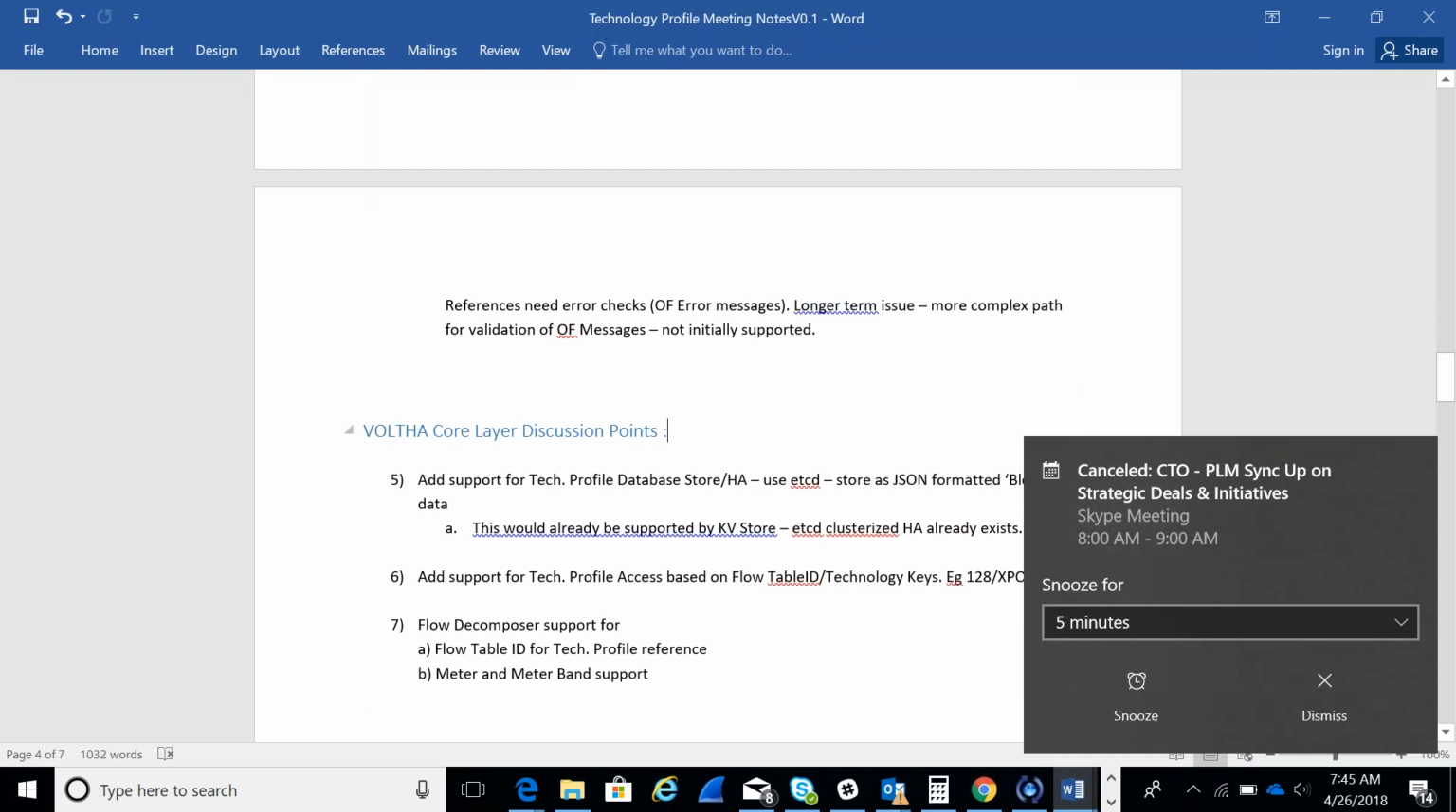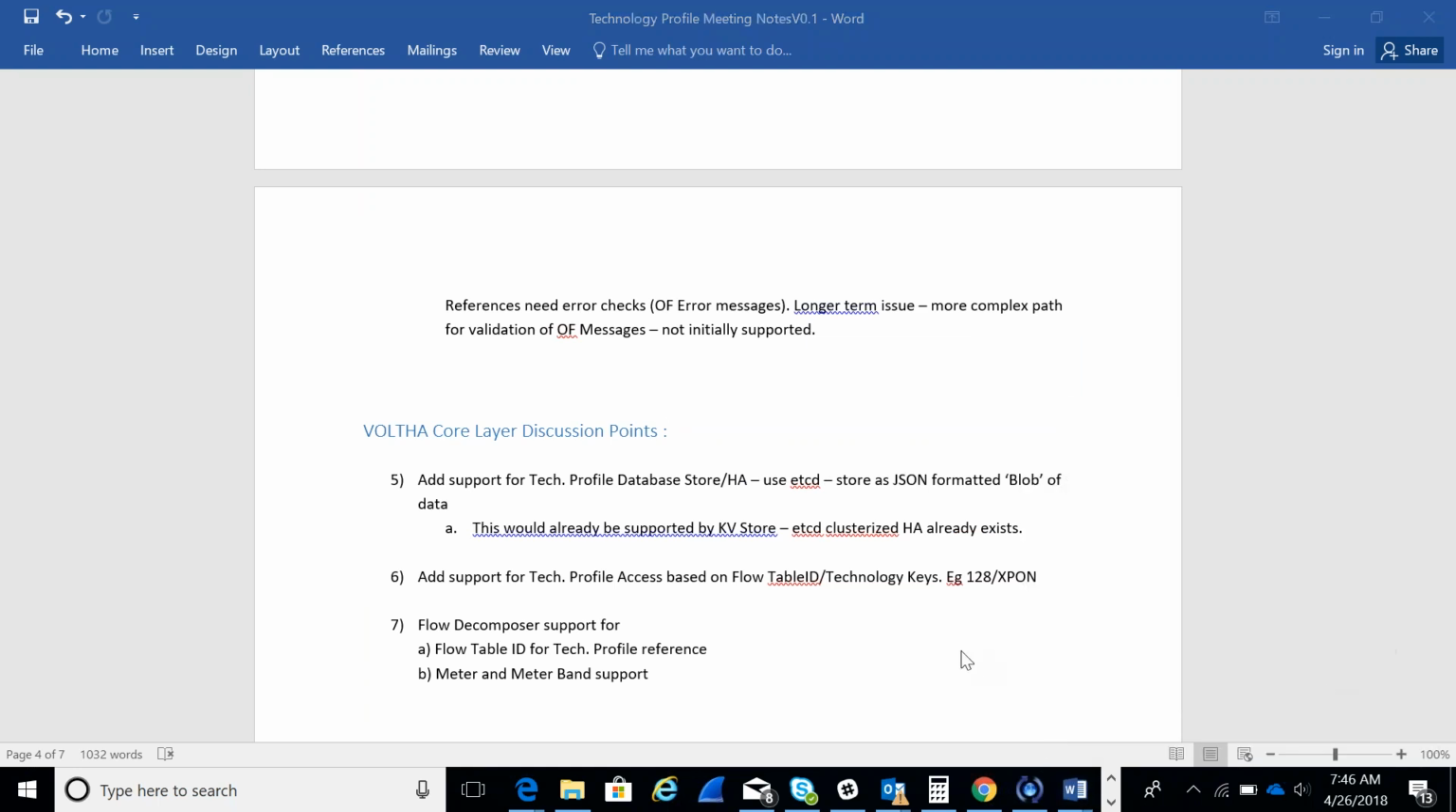Next set of discussion points are around the VOLTHA core. So point 5 was that support for technology profile, database store, high availability. We said this is, if we use something like etcd, then basically that already supports HA, clusterized HA, so already exists, so that was already supported.